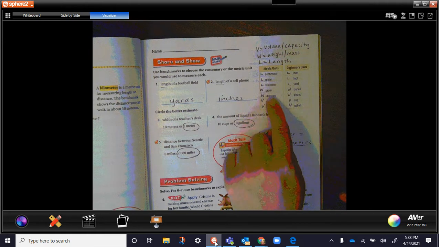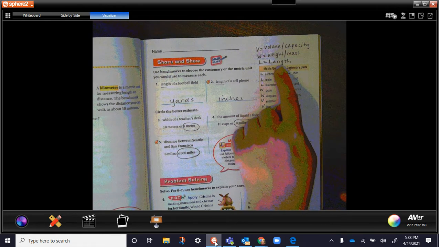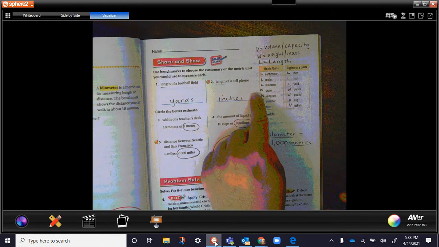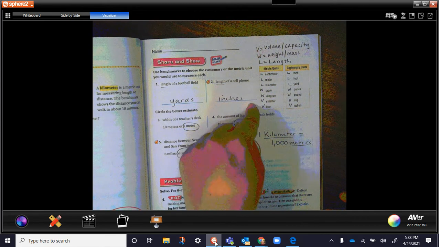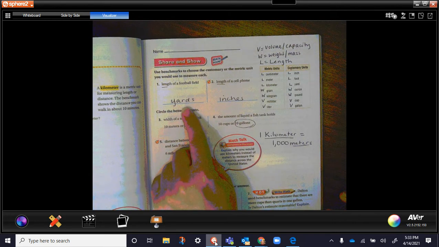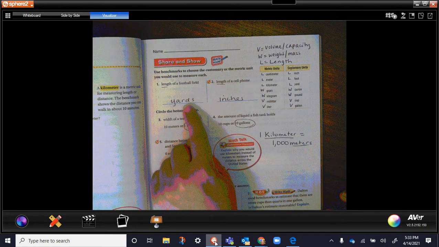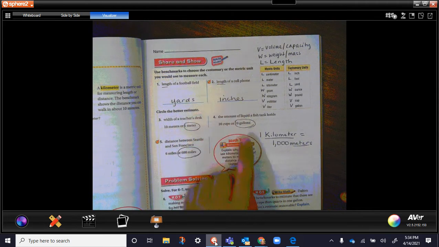So we made ourselves a little key. Everything listed with the L has to do with measuring length. Everything with the W is measuring weight or mass. And everything with the V is measuring volume or capacity. We went through here talking about the different things. Like a football field, we said we would measure that in yards. For length, we could use inches.